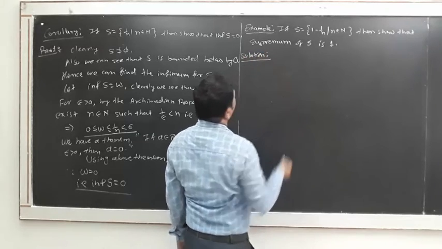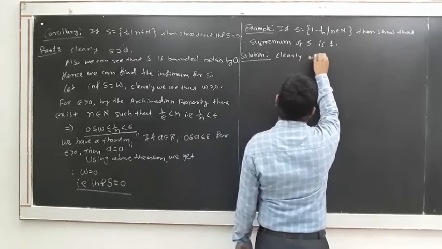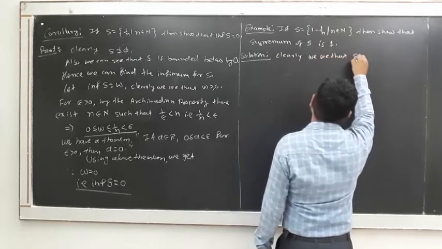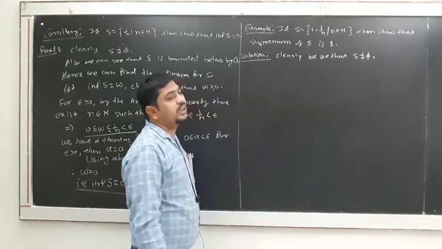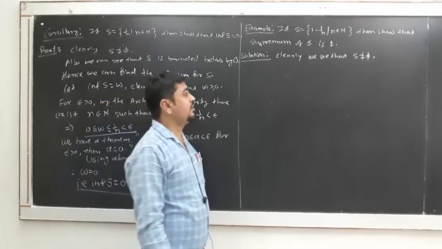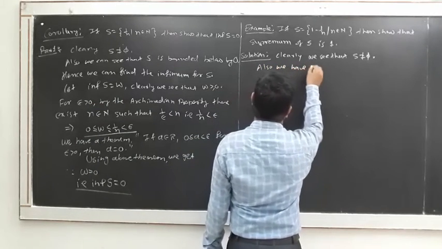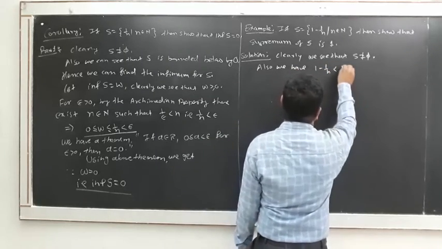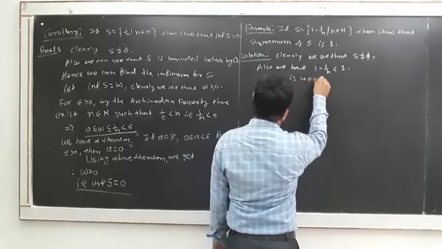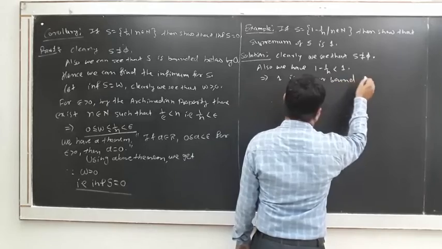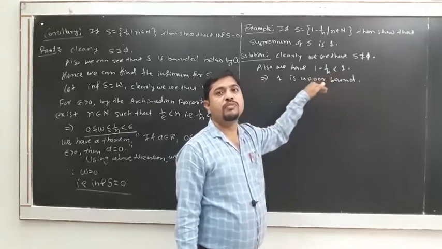How do we prove this? Clearly, again in the same way we have tried. Clearly we see that S is not empty. Put any value of n, a natural number, and you will get a number, therefore it must be non-empty. Also, we have 1 minus 1 upon n is strictly less than 1, and therefore 1 is an upper bound. That means all the values are less than 1, therefore 1 must be an upper bound.